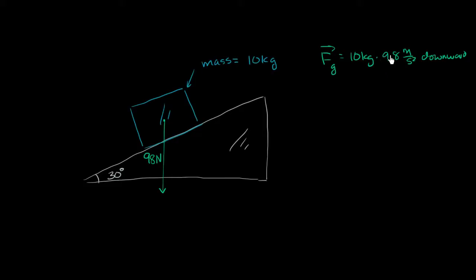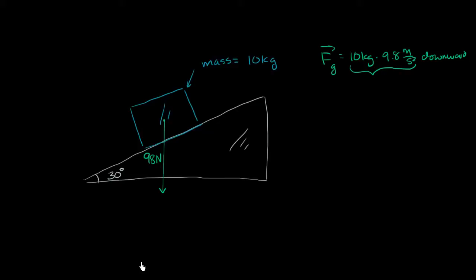Sometimes you'll see it as a negative 9.8 meters per second squared. And then that negative is giving you the direction implicitly, because the convention is normally that positive is upward, negative is downward. But we'll just go with this right over here. So the magnitude of this vector is 10 times 9.8, which is 98 kilogram meters per second squared, which is the same thing as newtons. So the magnitude here is 98 newtons, and it is pointing downwards.